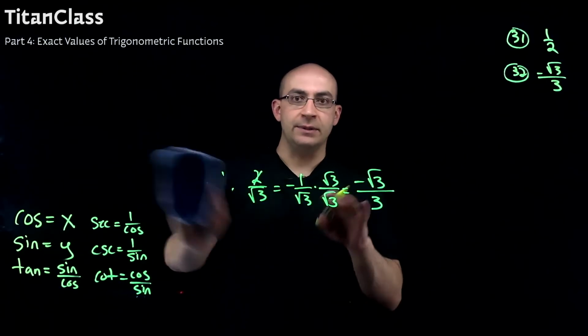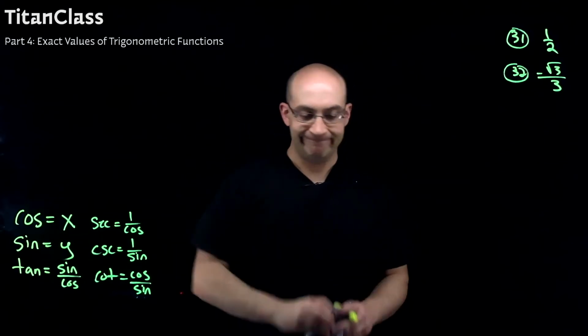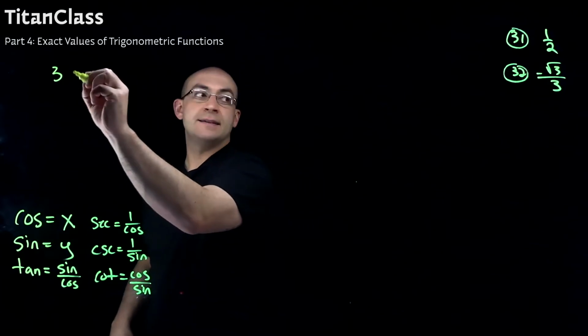See, the great thing about yellow is it's very bright. The bad thing about yellow is it's difficult to erase. I know. Pros and cons.